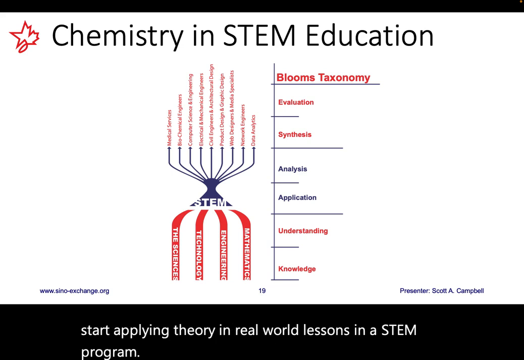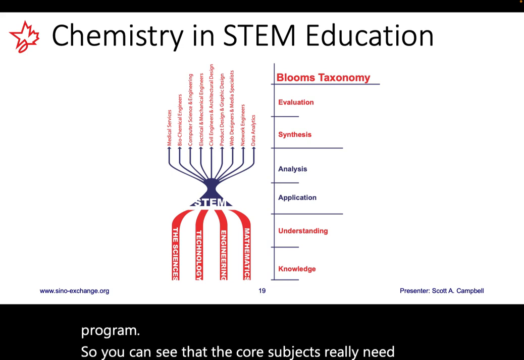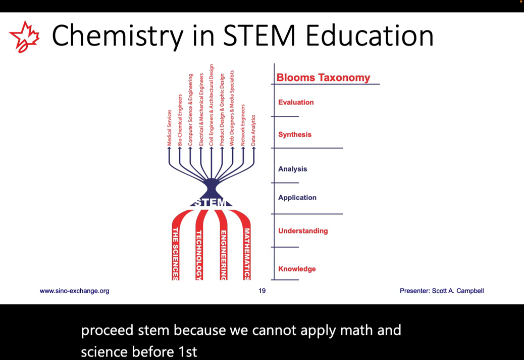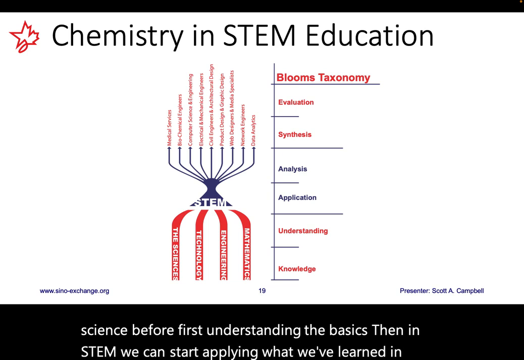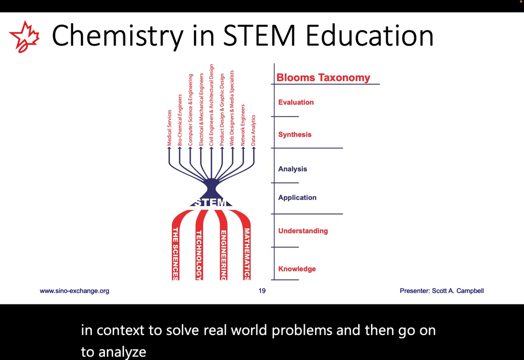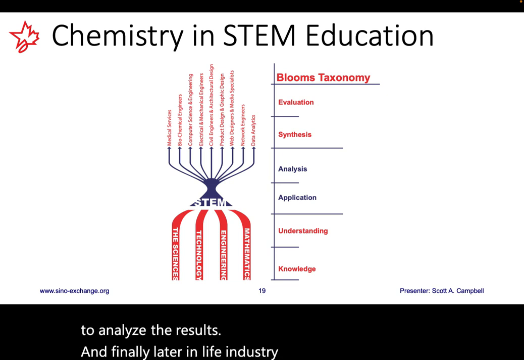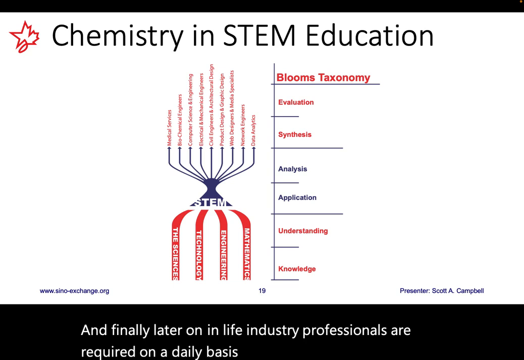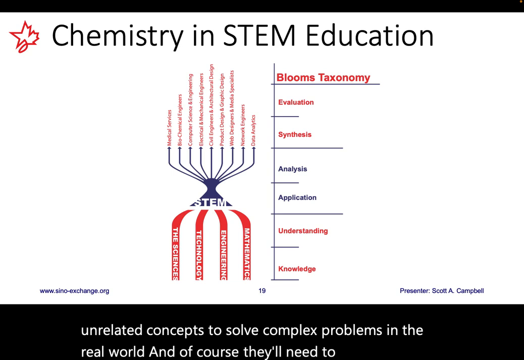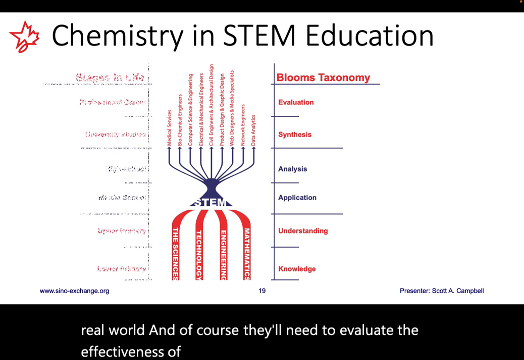So you can see that the core subjects really need to precede STEM because we cannot apply math and science before first understanding the basics. Then in STEM, we can start applying what we've learned in context to solve real-world problems and then go on to analyze the results. And finally, later on in life, industry professionals are required on a daily basis to synthesize seemingly unrelated concepts to solve complex problems in the real world. And of course, they'll need to evaluate the effectiveness of those solutions as well.